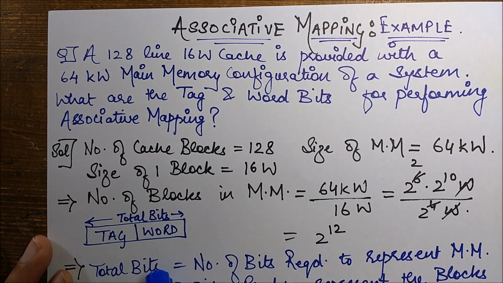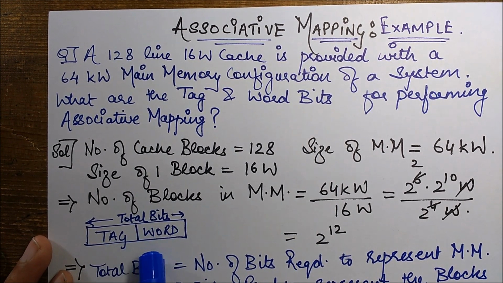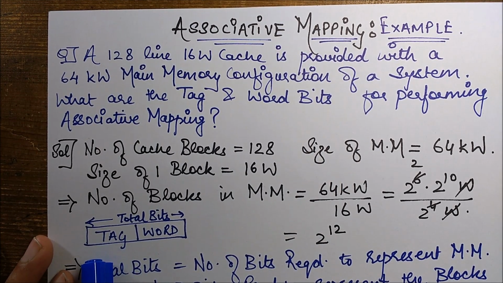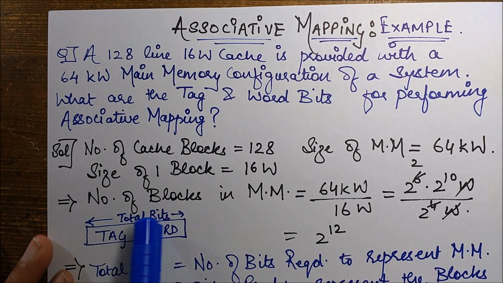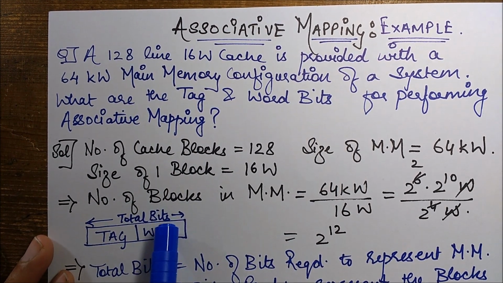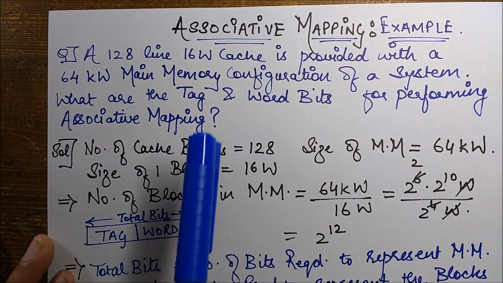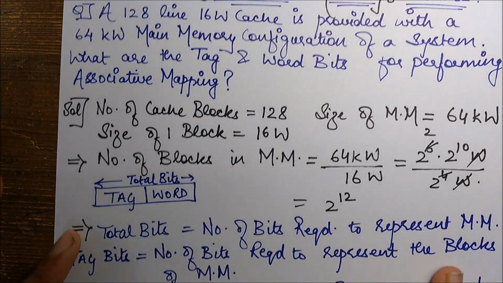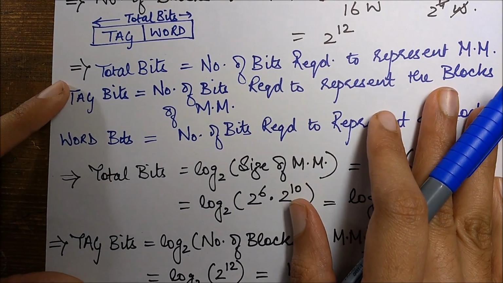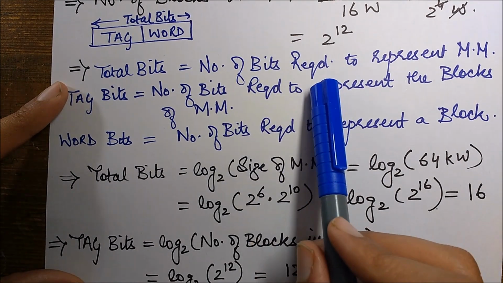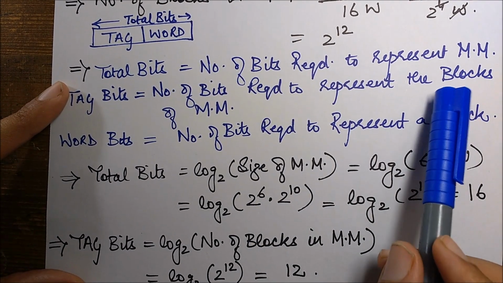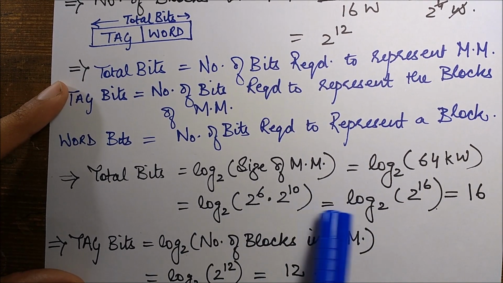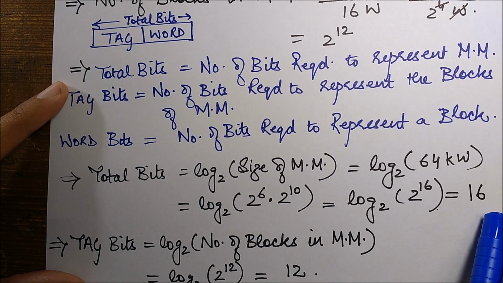Fine. Now we discuss the associative mapping technique's format. The representation is that we have the tag bits, word bits and the total bits over here. The total bits basically represent the total bits required to represent your main memory size. Since the main memory size is 64 kilowords, the total number of bits required to represent main memory will be equal to log 2 of the size of main memory. If I simplify this, this comes out to be 16.